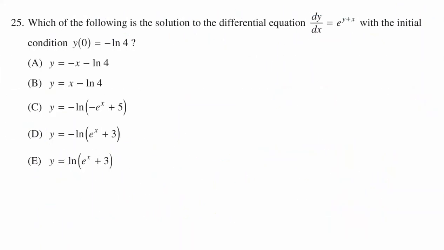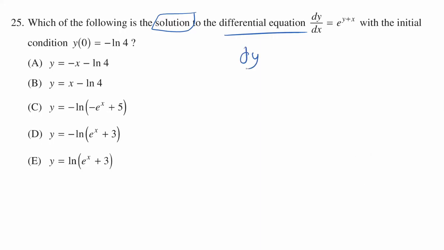25 is an awesome differential equation review. If dy/dx equals e to the y plus x, with the initial condition of y of 0 is negative natural log 4, we've got to find the solution to the differential equation. So we've got to separate our variables. But there's addition in the exponent, so what should we do?